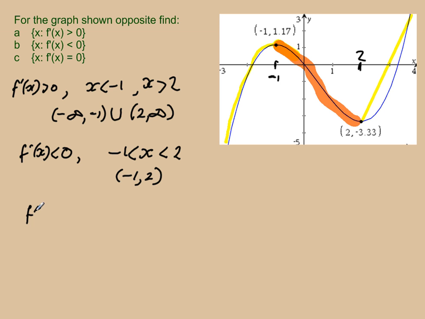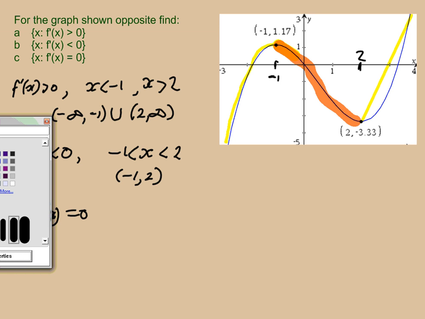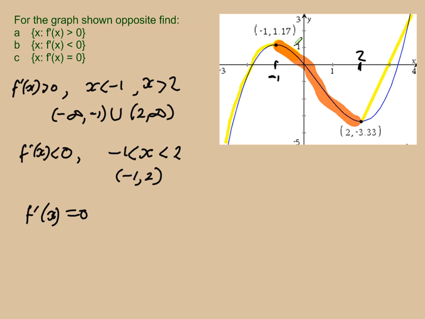And then finally, the gradient is 0. Let's take a different color again. Let's go red. And it's 0 there and there. So it's 0 when x is equal to negative 1 and 2. So in other words, x equal to, curly brackets, negative 1 and 2.